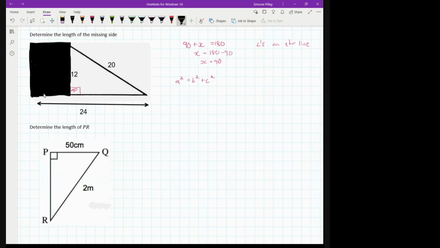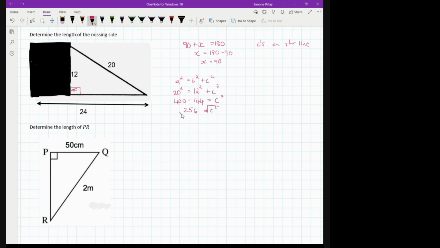I would say a squared, I would say 20 squared is equal to 12 squared plus c squared, which would give me 400 minus 144 is equal to c squared. So minus 144, ma'am, it will give me 256 is equal to c squared. Then I would square root both sides.